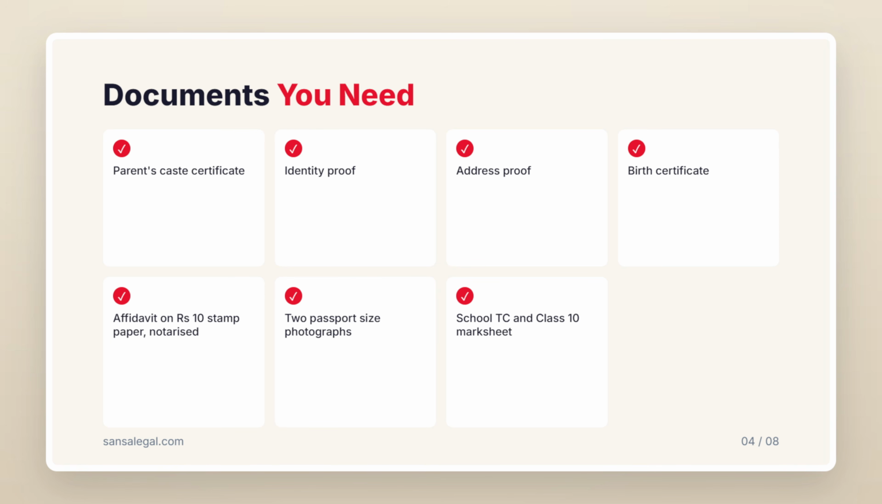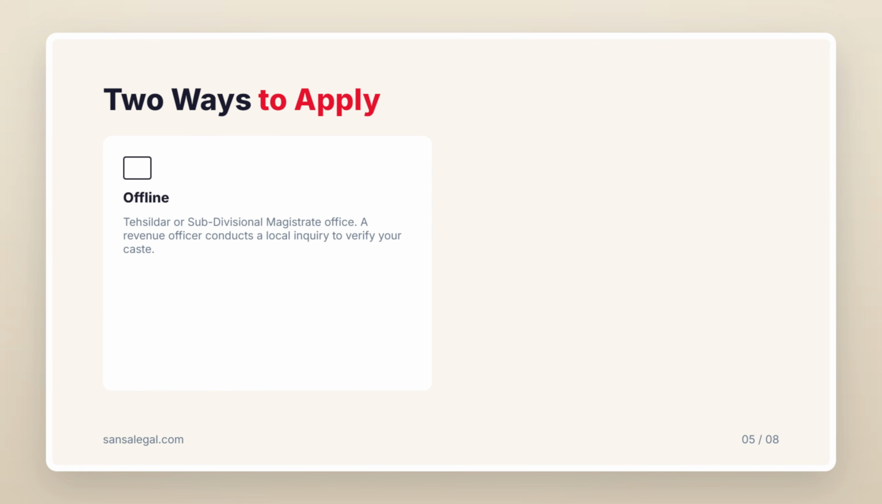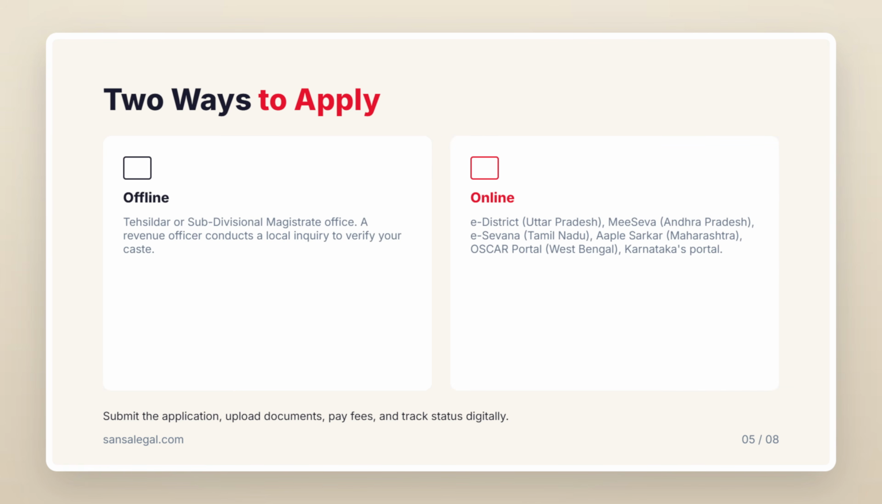A birth certificate. A self-declaration affidavit on stamp paper, typically 10 rupees, declaring your caste and lineage and attested by a notary public. 2 passport-sized photographs, and as supplementary proof, your school transfer certificate and Class 10 mark sheet mentioning caste. Offline, visit the office of the Tehsildar or subdivisional magistrate in your district with the completed form and documents.